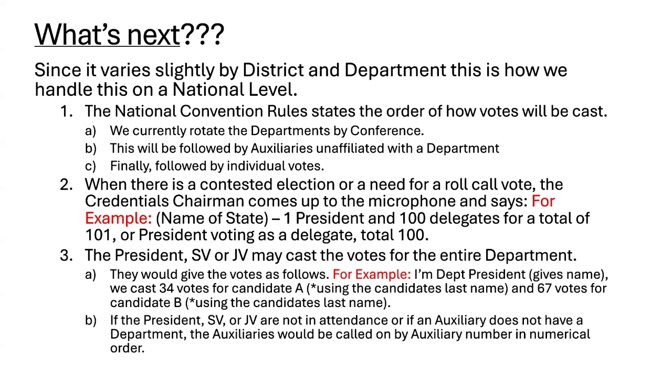They would give the vote as the following. For example, department president gives name. We cast 34 votes for candidate A, using the last name of the candidate, and 67 votes for candidate B, using the candidate's last name. If the president, senior vice, or junior vice are not in attendance, or if the auxiliary does not have a department, the auxiliary would be called on by auxiliary number in numerical order.